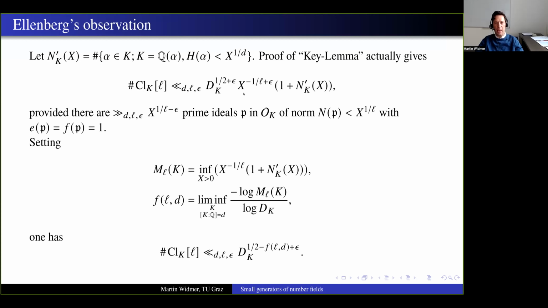So the idea is, of course, if x is bigger, well, then you save in the first part, but you probably lose in the second part. So what is the optimal value to choose in order to optimize your gain? And so you introduce this quantity M_ℓ(K), which is just the infimum of this possible improvement. And this is for a fixed K. And then you look, well, what's the worst possible situation as K runs over all degree d fields? That gives you your F(ℓ,d). And then, assuming that you have sufficiently many prime ideals, you get an upper bound with discriminant with exponent 1/2 minus F(ℓ,d). Okay. And of course, now the question is obvious.